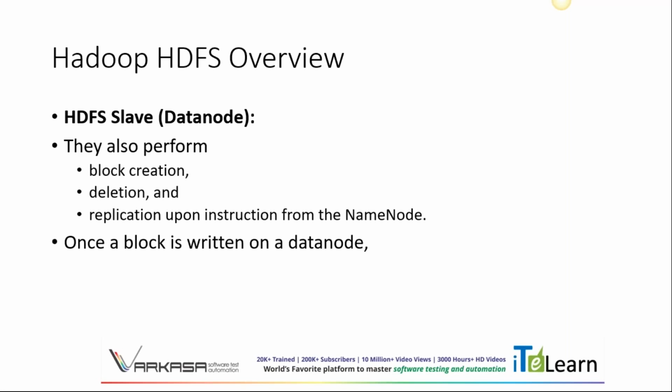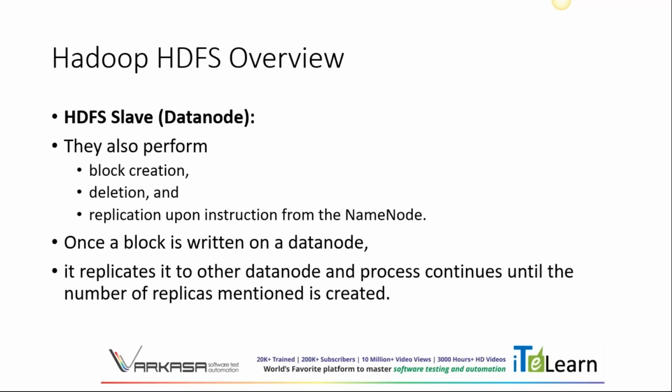Once a block of information is written on a data node, it replicates it to another data node, and the process continues until the number of replicas mentioned is created. So once the data is written in the data node, it is replicated automatically and written into other data nodes as well. The replication factor, how many times it has to be written, is given by the name node. The name node will instruct that.